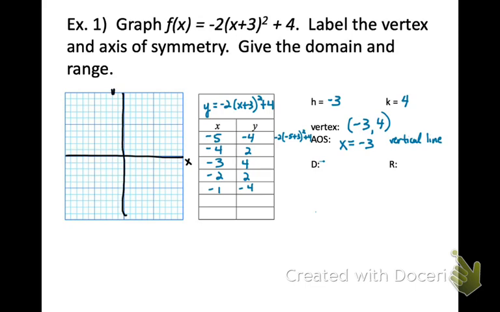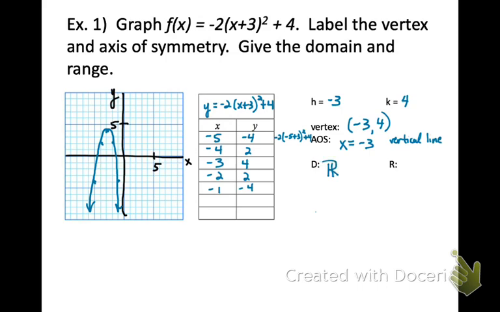Now draw your xy axis and label it, label a scale, and then plot your points. So you can see we have a parabola that opens down, that is a stretch because it's narrow, it's shifting 3 left and 4 up.